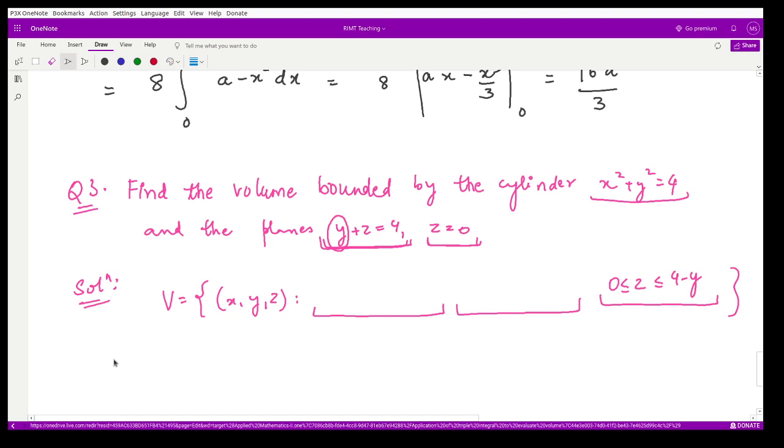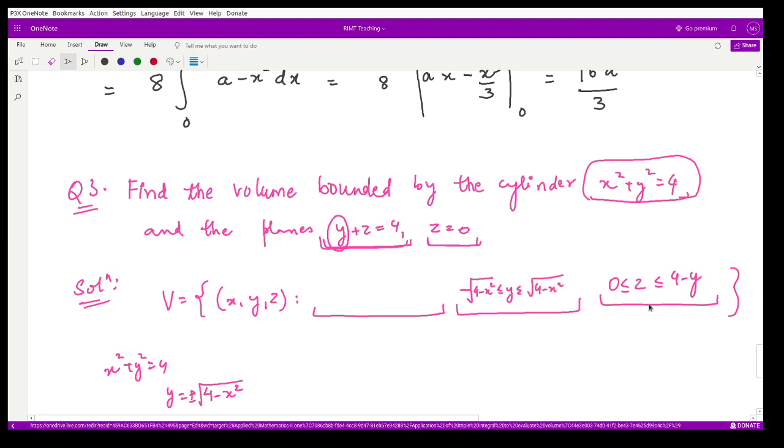For the limit of y, we will use this expression x square plus y square is equal to 4. From here we can calculate the value of y. That comes out to be plus minus square root of 4 minus x square. So that becomes the limits of y in terms of x. That means the limits are minus square root of 4 minus x square and square root of 4 minus x square, positive quantity.